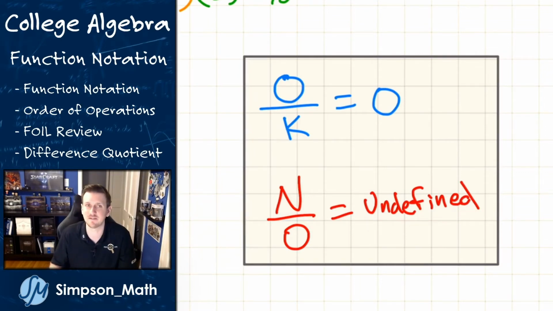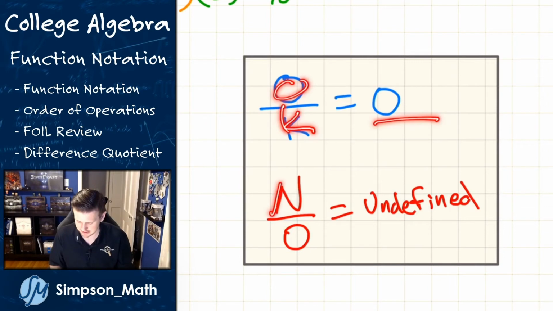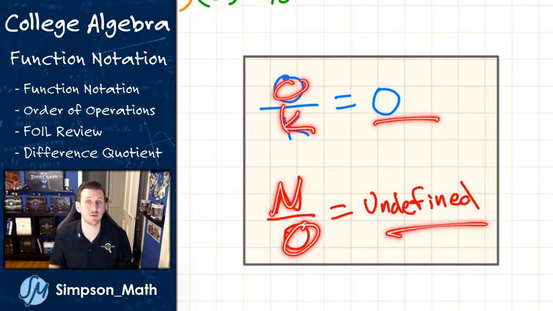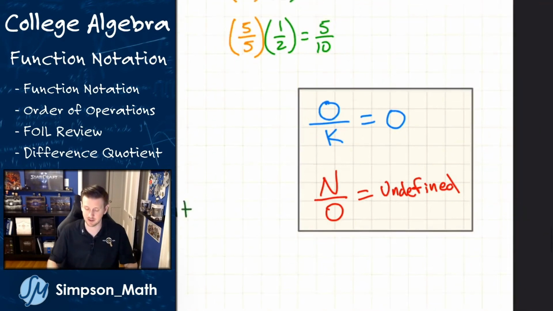That's why that's undefined. If there was a pie and it just wasn't cut yet, it would be a denominator of 1 because there's no slices, right? So 0 over something, that's okay. That's just 0. Some number over 0, that is a no-no. That's undefined. Lock this away in your memory banks.